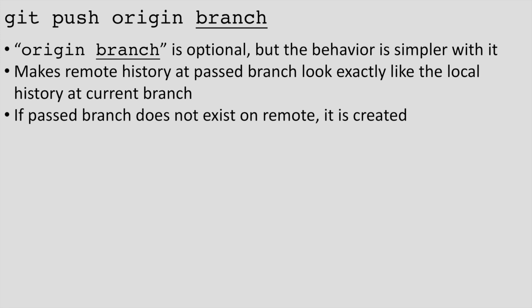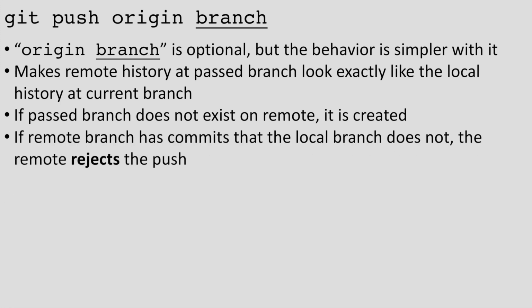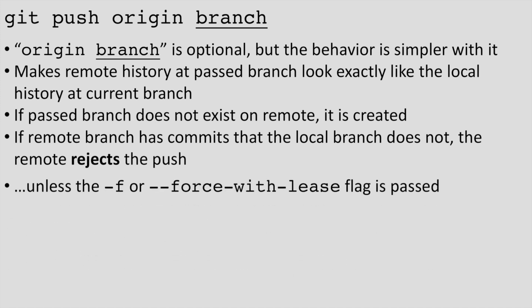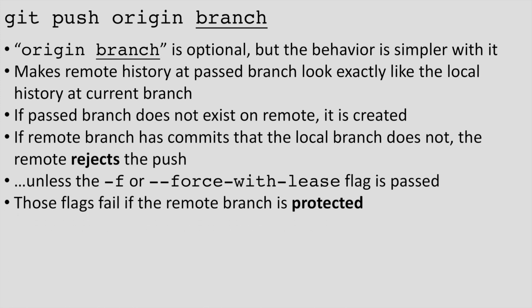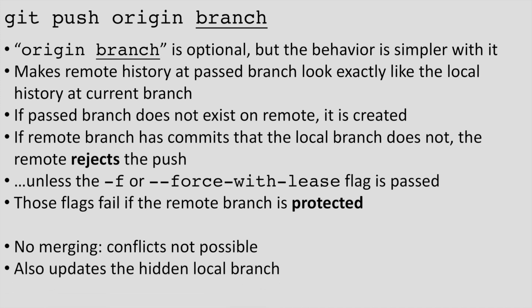If the remote branch has commits that the local branch does not, the remote rejects the push, unless the -f or --force-with-lease flag is passed. But those flags fail if the remote branch is protected. In GitLab, the default branch is protected by default. There's no merging in this command, so conflicts are not possible. Also, this command updates the hidden local branch corresponding to the current branch.